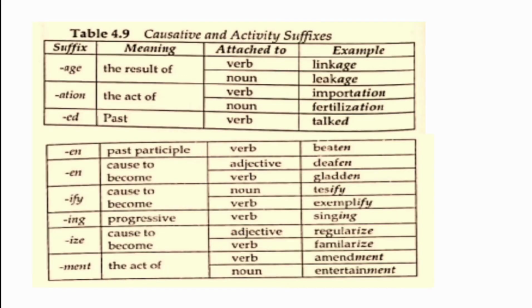And the second category is causative and activity suffixes. Seperti yang bisa dilihat dalam tabel contoh, suffix age dalam kata linkage, suffix ation dalam kata importation dan fertilization, suffix ed dalam kata talked, serta suffix ment dalam kata amendment dan entertainment, and so forth.